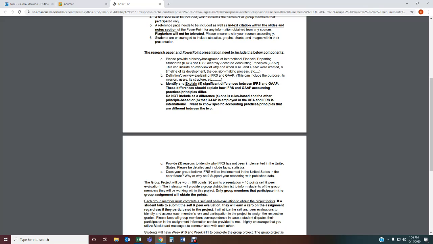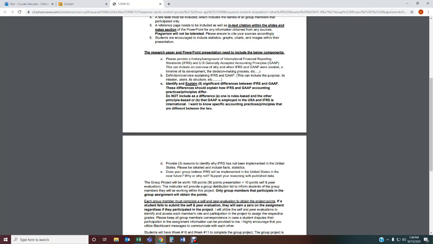You also provide for letter B the definition or the overview explaining IFRS and GAAP. This can include the purpose, the mission, the users, the structure, anything of that nature. And you're not limited to just these items. Include more things that you find when you're conducting research. That is why you're researching. You're finding information that you think the audience is going to care about or is interested in knowing about. Surprise me.